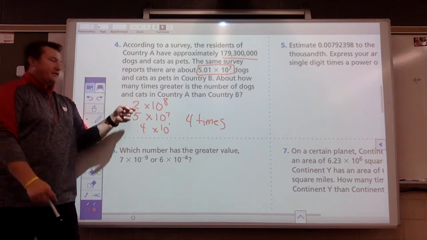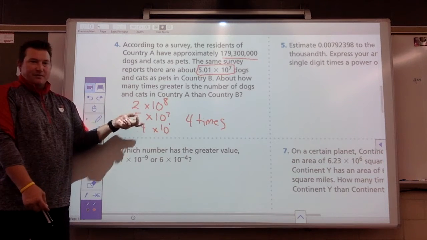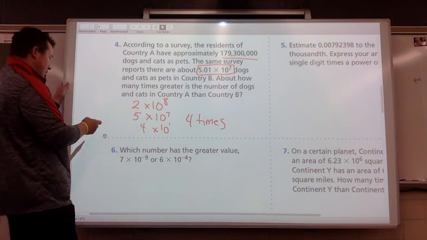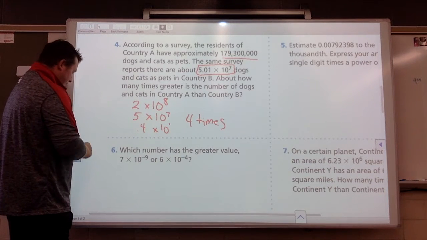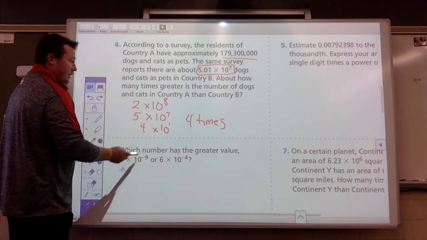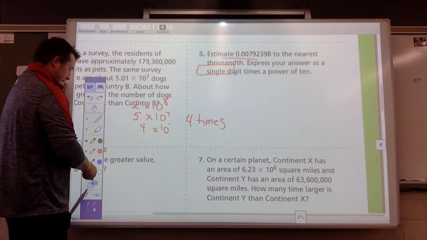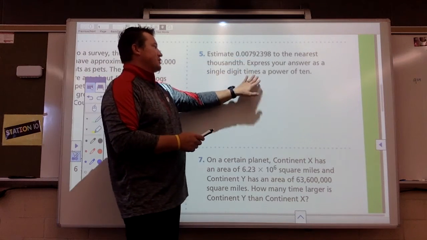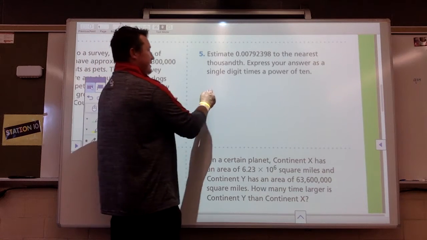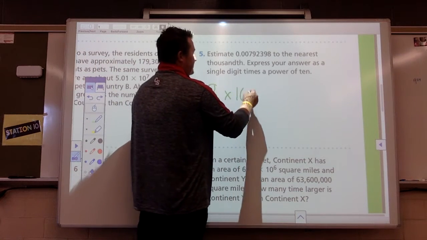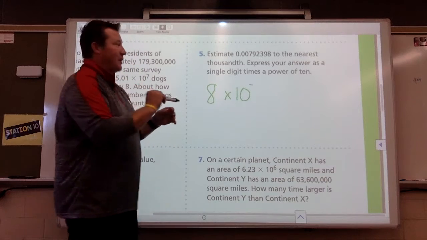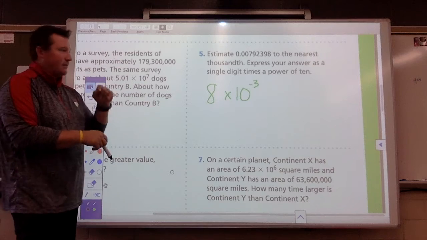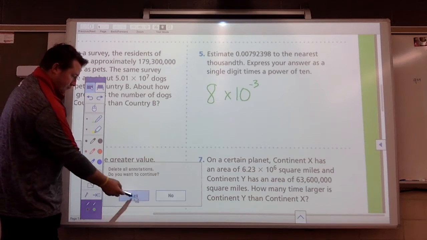Again, guys, if you take the bigger number divided by the small, I guarantee you're going to get something close to 4. We don't have to work hard. We say this all the time: work smarter, not harder. Estimate. I feel like this is all we're doing. To the nearest thousandth, express your answer as a single digit times the power of 10. We should get 8 times 10 to a negative power. That negative power would be 3. Okay, 8 times 10 to the negative third power.